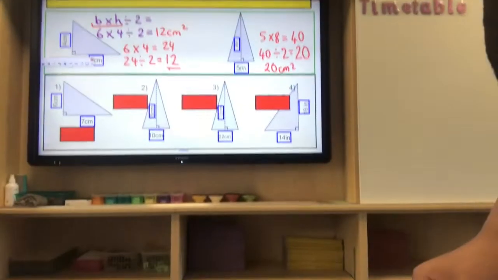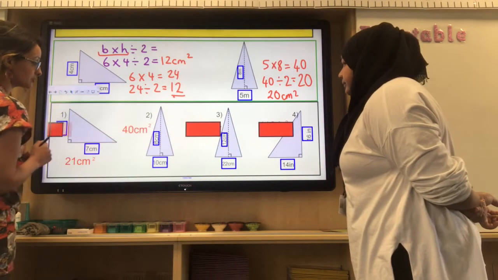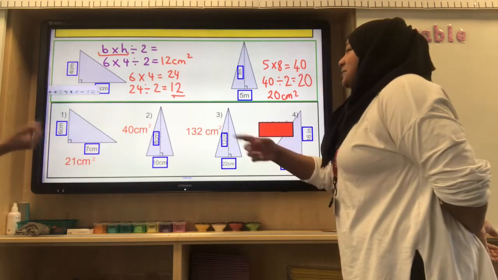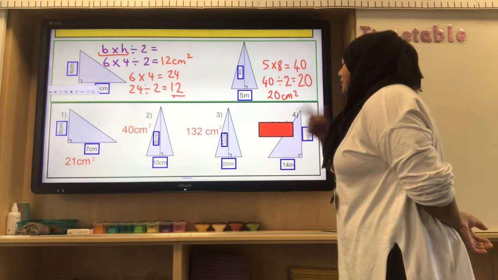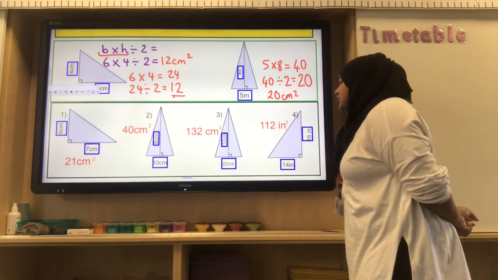So here we go with our answers. Number 1, your area was 21 centimetres squared. Number 2, your area was 40 centimetres squared. Number 3, I don't know why you always pass me the pen, because I don't like the pen. Sorry. 132 centimetres squared. And number 4, 112 inches squared.